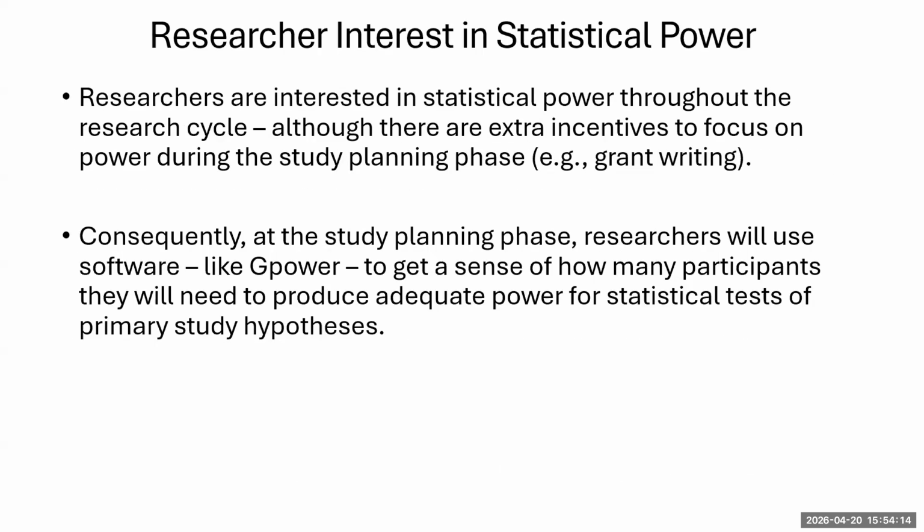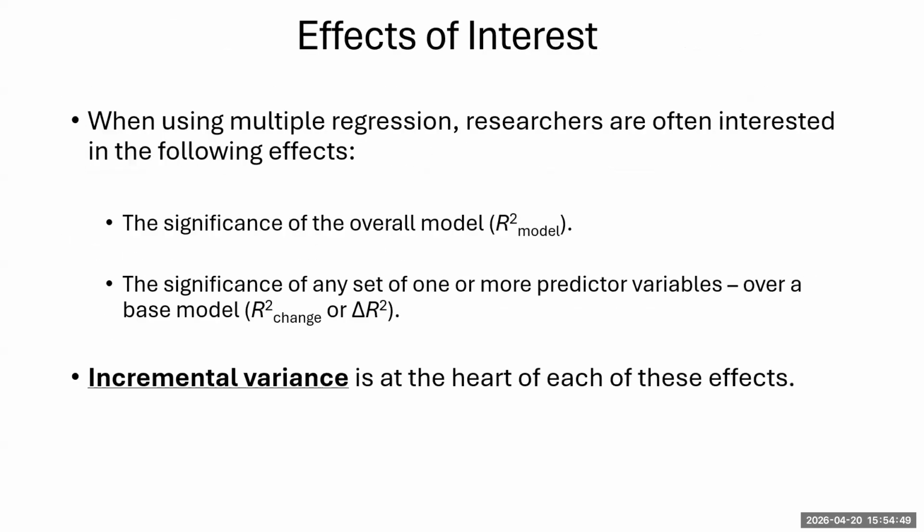Okay, now researchers are interested in statistical power across the whole research cycle, but there are some extra incentives at the study planning phase when you're doing things like writing grants to try and secure funding to conduct studies. In those instances, the granting agencies are often interested in power computations because they want to know that you're going to have adequately powered statistical tests to test your primary study hypotheses. Otherwise, they're worried about not getting a good return on their investment in your research.